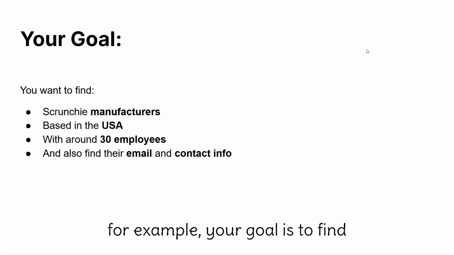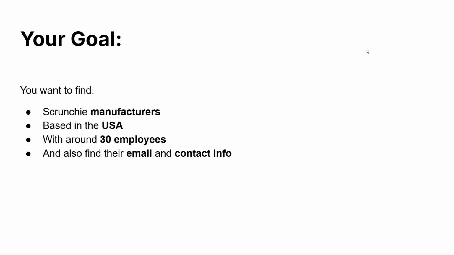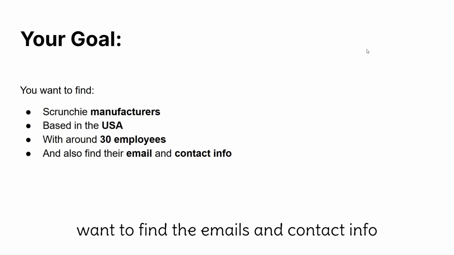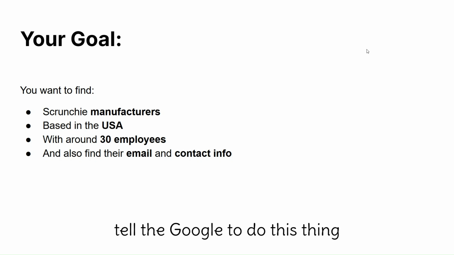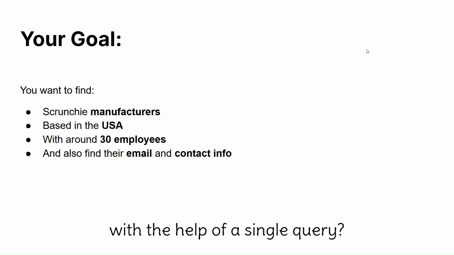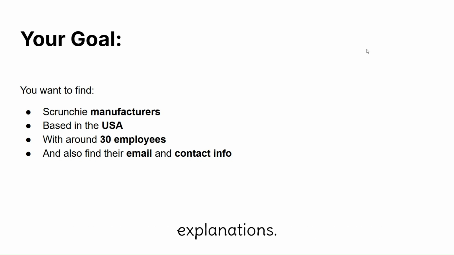Now, for example, your goal is to find a scrunchie manufacturer based in USA with around 30 employees. You also want to find their emails and contact info at the same time. So how will you tell Google to do this with the help of a single query? Let's explore Google Dork examples with some explanations.